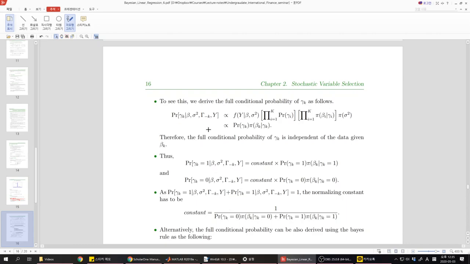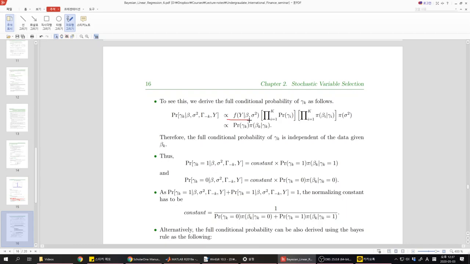Again, this is the definition of the full conditional probability. By the Bayesian rule, this probability should be proportional to the product of likelihood and prior densities. This is the prior density of gamma, and this is the prior density of beta. In gamma there are capital K gammas, and here capital K betas. Where is gamma k? There is no gamma k here, because y does not depend on gamma k once beta is given. Once beta is given, y is independent of gamma k.